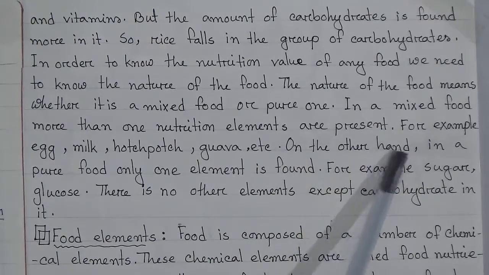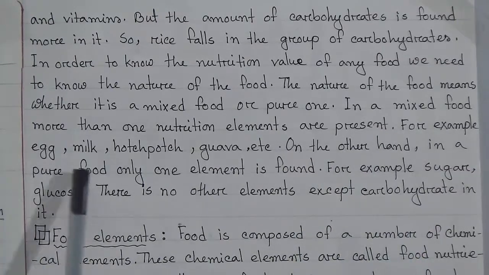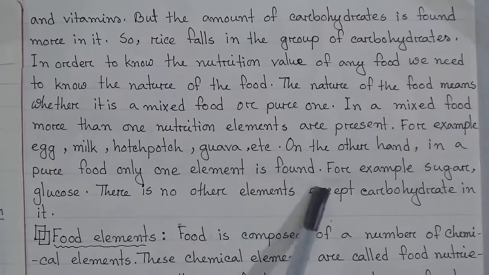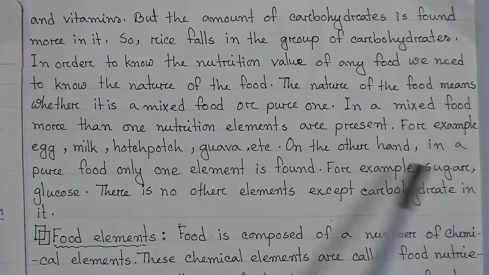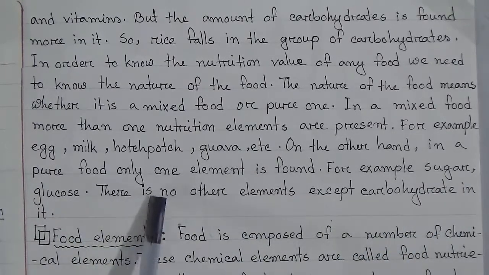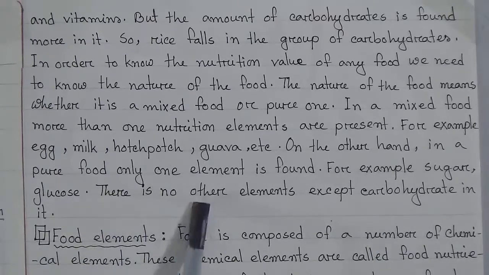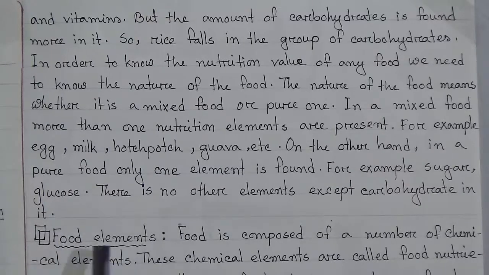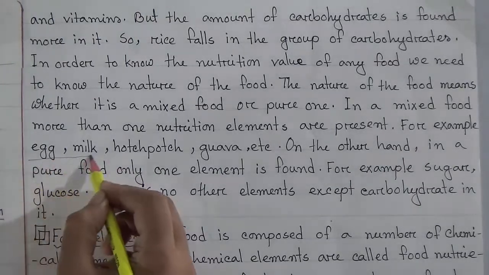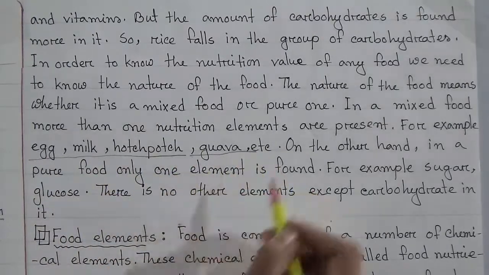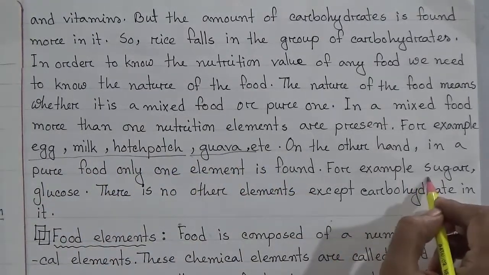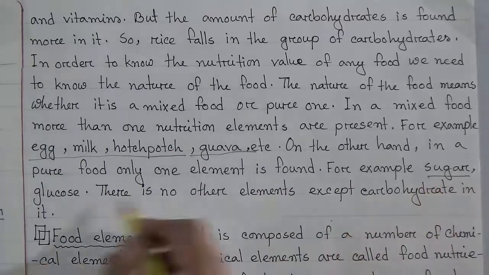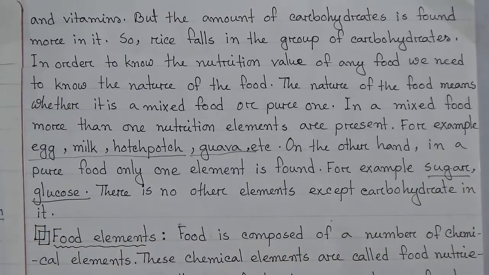On the other hand, in a pure food, only one element is found. For example, sugar, glucose. There is no other element except carbohydrate in it. That means we get a name. The mixed food is egg, milk, hodgepodge, guava, and the pure food is sugar, glucose. This part is also important for your MCQ.